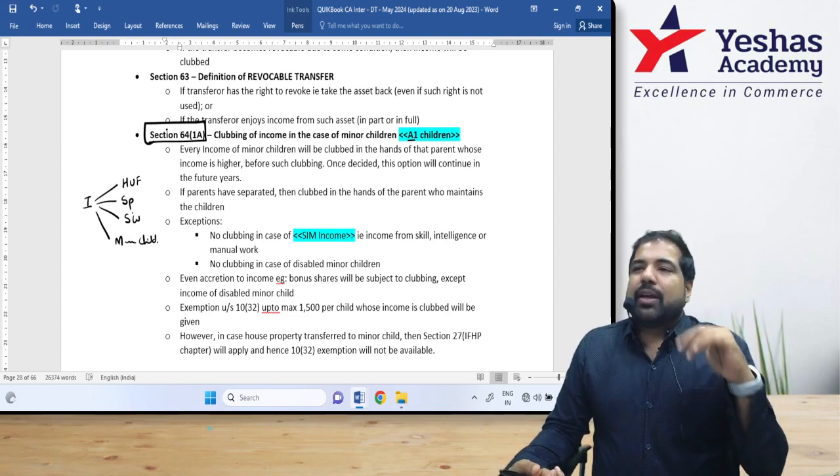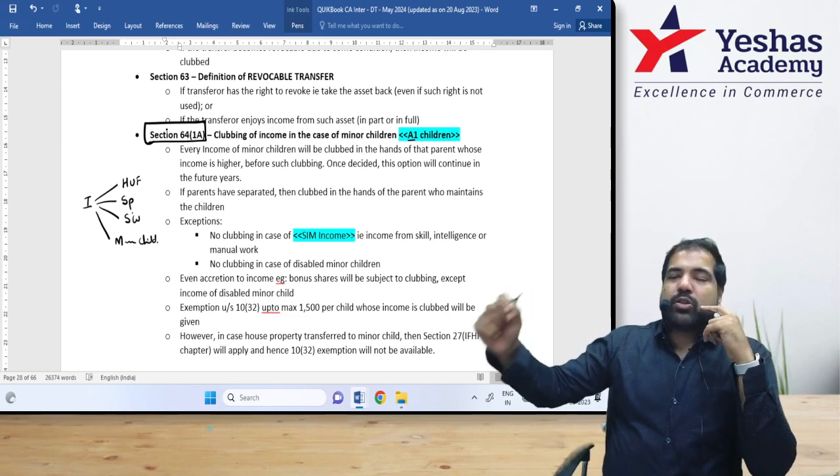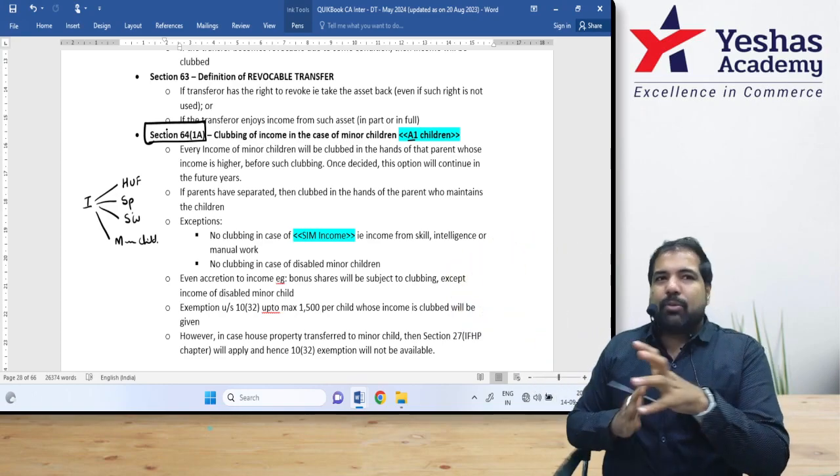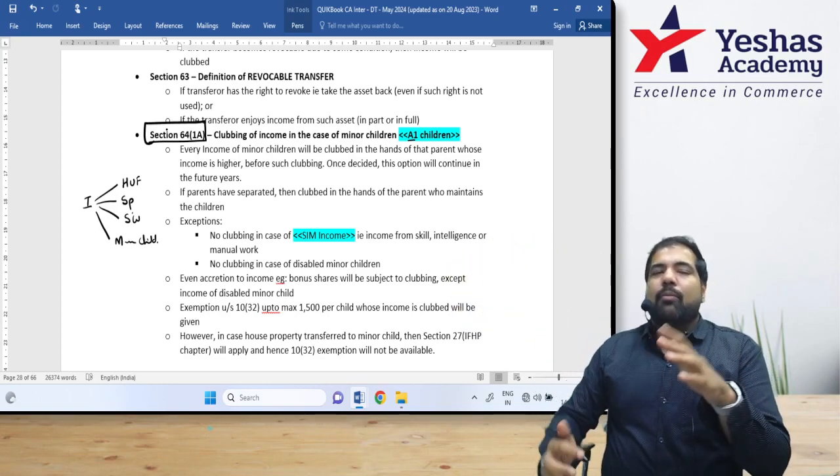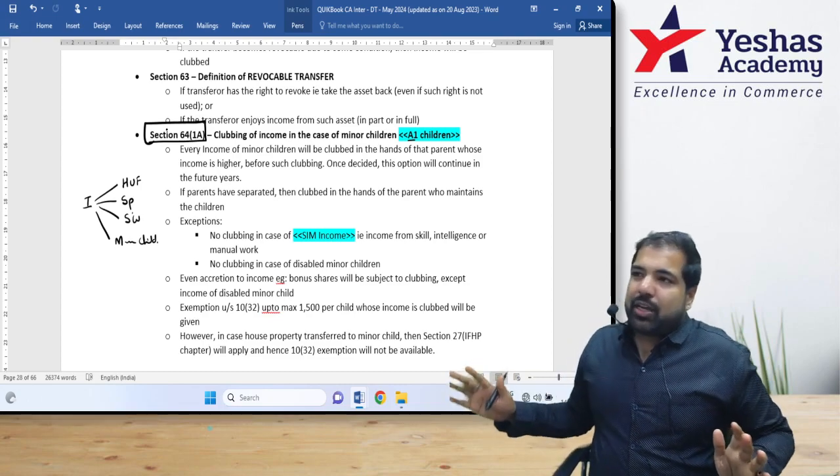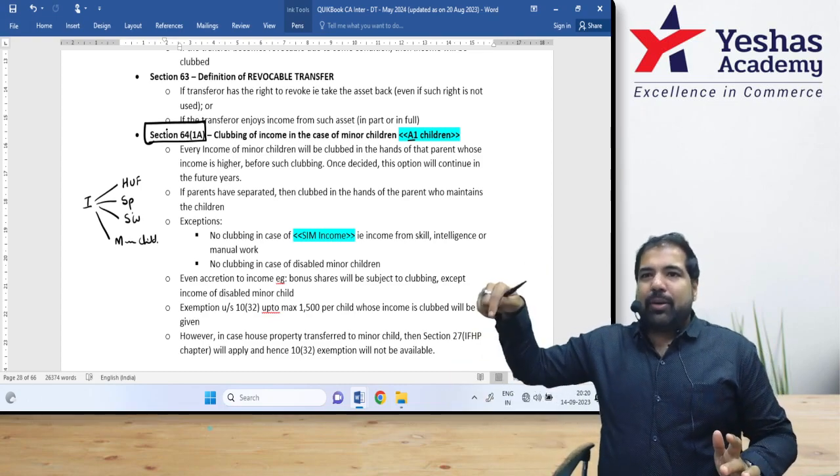Guys, when you're clubbing, please remember if it's a disabled minor child, there will be no clubbing because of disability, first level, second level, no clubbing. Does that mean that a disabled minor child will not be taxed? Yes, he will be taxed himself.